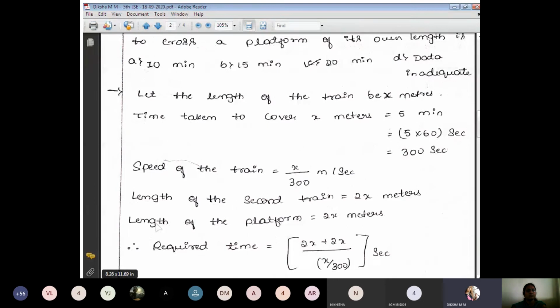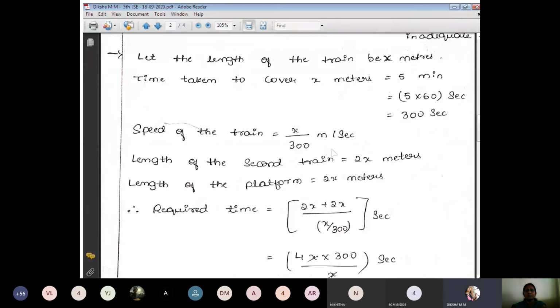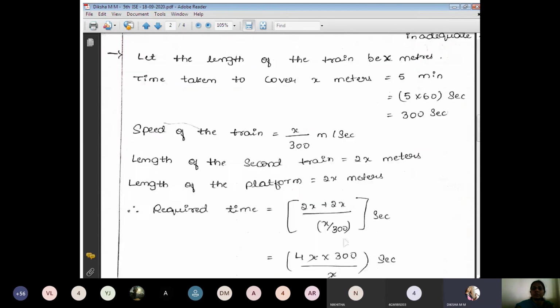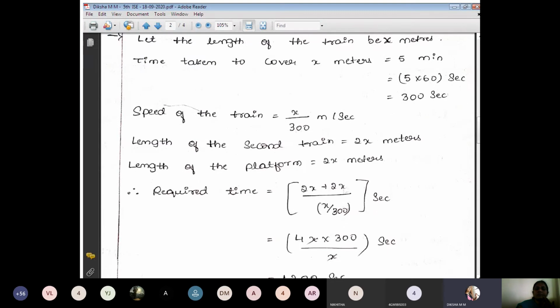Okay. Next, the length of the second train. Here we want to find the time, that means distance divided by speed. Distance means length of the train as well as the length of the platform. We don't know the length of the second train and the length of the platform. They specify in the question the length of the second train is just double of the first train. We taken the first train length as x meters, so double of the first train means 2x meters. The length of the second train is equal to 2x meters.